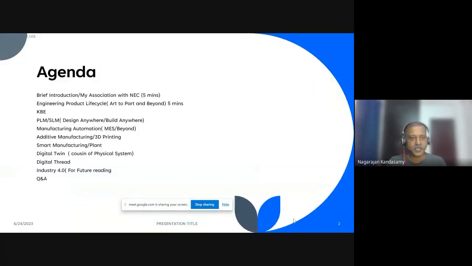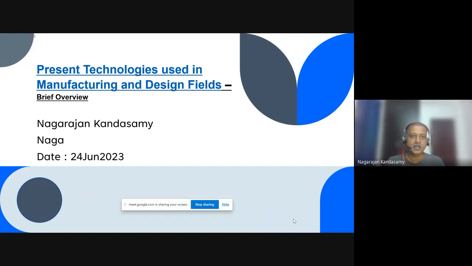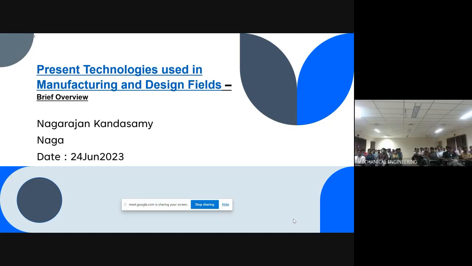Okay, so we touched upon the brief introduction. Before getting into the specific areas, the present technologies in manufacturing design, I slightly altered the order. Typically, from a sequential standpoint, first the design comes, then the manufacturing. So I structured my presentation to talk about design a little bit first, then get into manufacturing in terms of the flow.